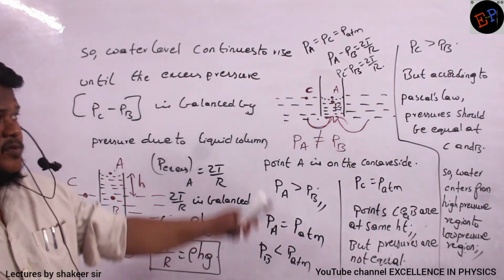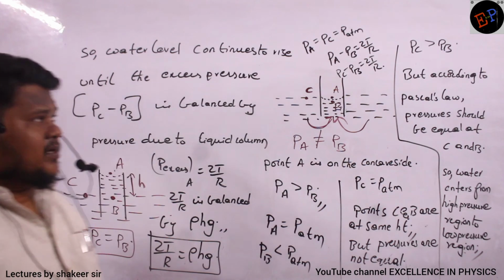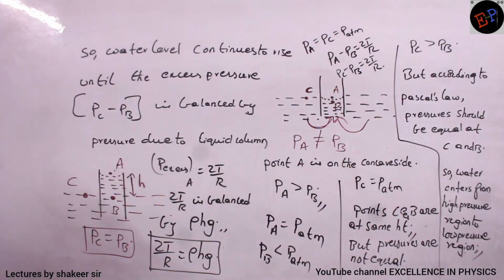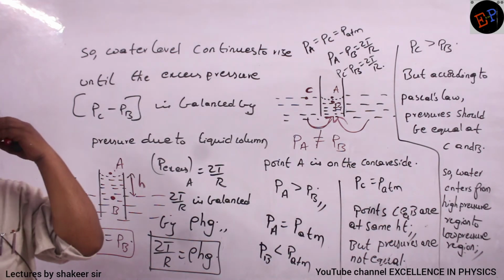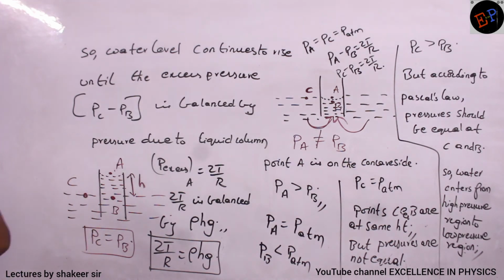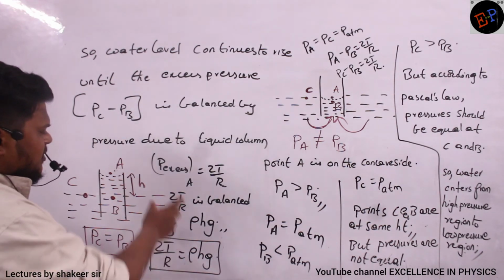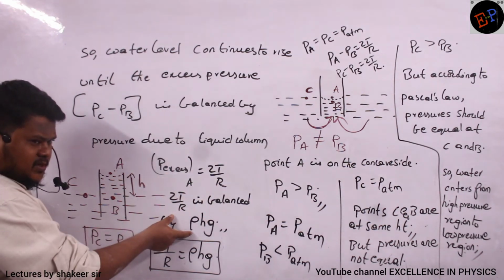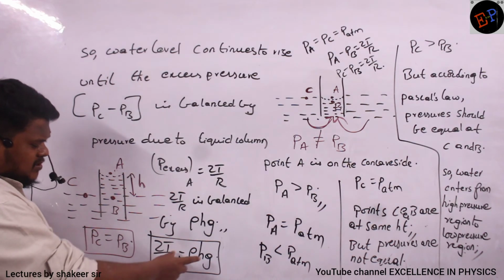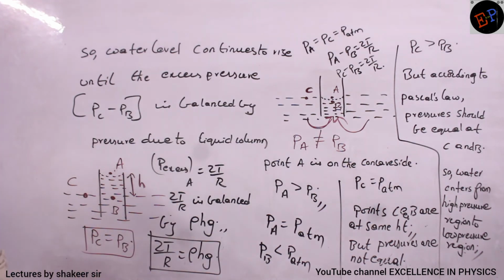Is it clear? So make a note of these points. Okay. PA is equal to PC is equal to P atmosphere. PA minus PB is 2T by R. So PC minus PB is also 2T by R. Okay. Now this 2T by R is balanced by whom? It is balanced by rho Hg. So 2T by R balances rho Hg.